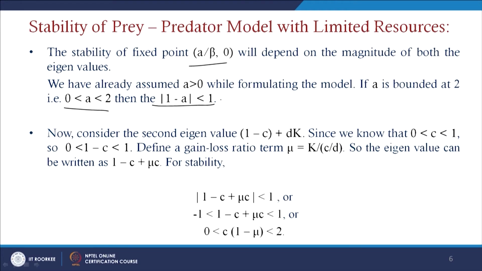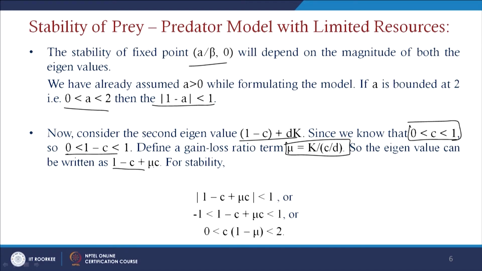Now, if we just consider the second eigenvalue here, that is 1 minus c plus dk. Since we know that c lies between 0 and 1, as discussed in the earlier lecture, we can find that 1 minus c lies between 0 and 1. So, if we define a gain loss ratio term, in the form of mu, which is defined as k by c by d, the eigenvalue can be written as 1 minus c plus mu c.